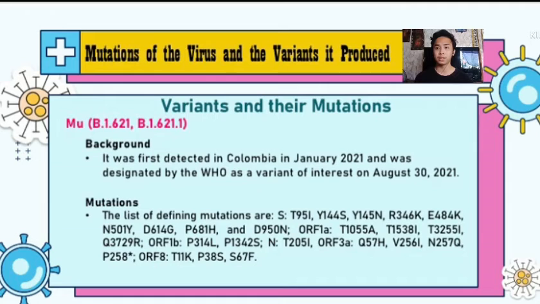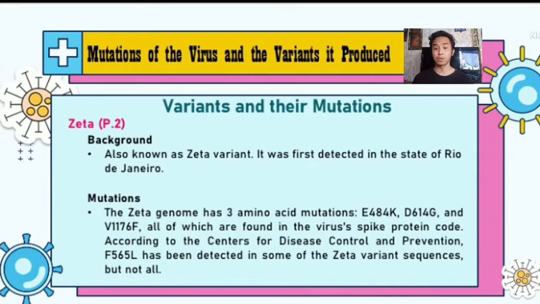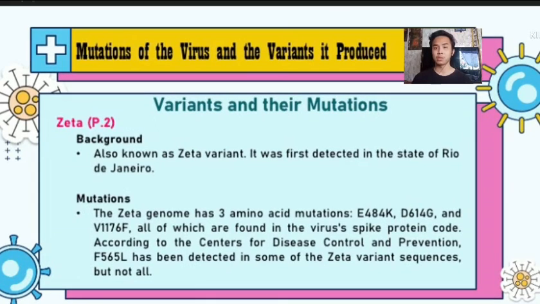The Mu variety has caused outbreaks in South America and Europe. Zeta variant, also known as lineage B.2, is a variant of SARS-CoV-2, the virus that causes COVID-19. It was first detected in the state of Rio de Janeiro. It harbors the E484K mutation, but not the N501Y and K417T mutations. It evolved independently in Rio de Janeiro without being directly related to the Gamma variant from Manaus.